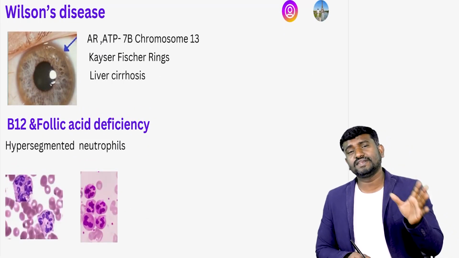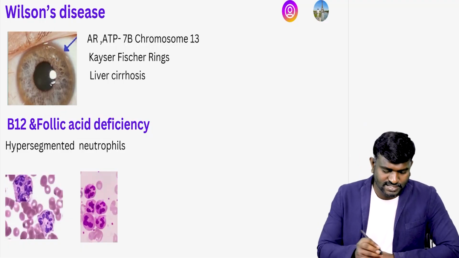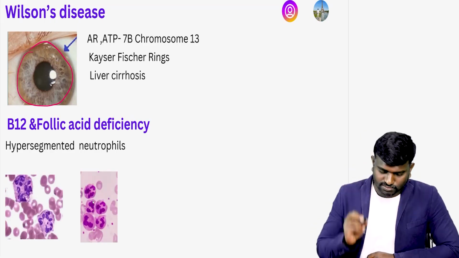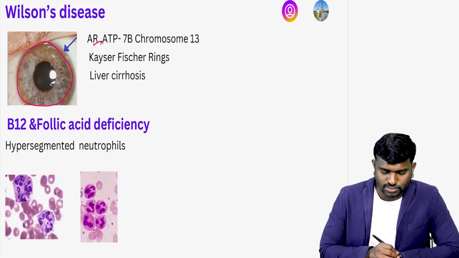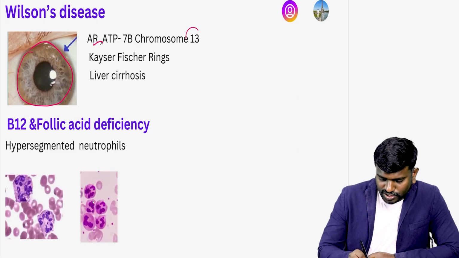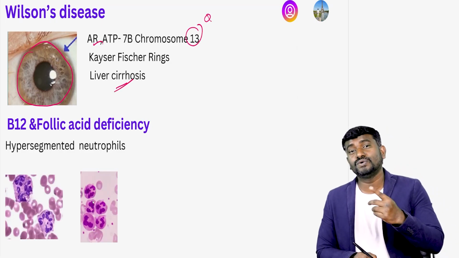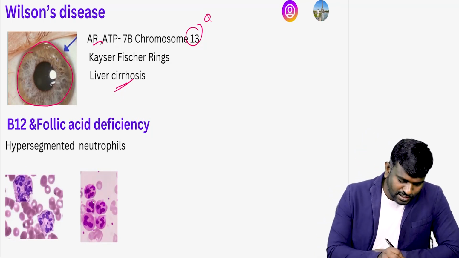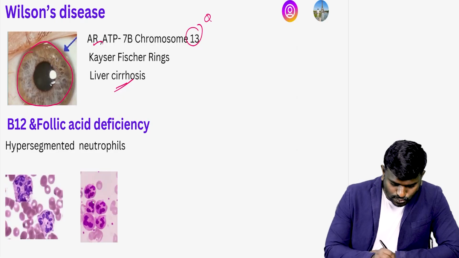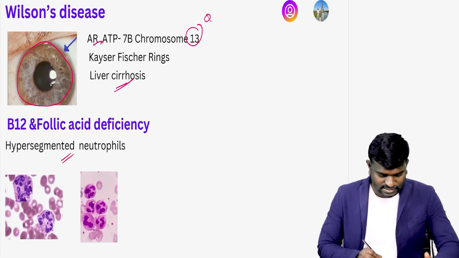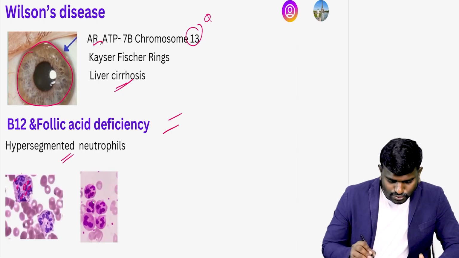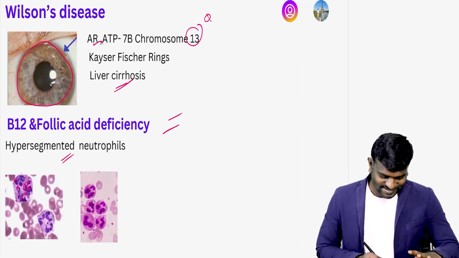Wilson disease, we have also seen it in ophthalmology. Just one more final revision. Wilson disease will have what? Kayser-Fleischer rings. Point one to remember. And also it is going to be autosomal recessive. Along with that, we are going to remember chromosome 13. Patient may also be presenting what? Liver cirrhosis. This is due to copper deposition in the Descemet's membrane. B12 and folic acid deficiency will lead to what? Hypersegmented neutrophils. We will see hypersegmentation of the neutrophils. This is going to be due to B12 and folate deficiencies. Good.